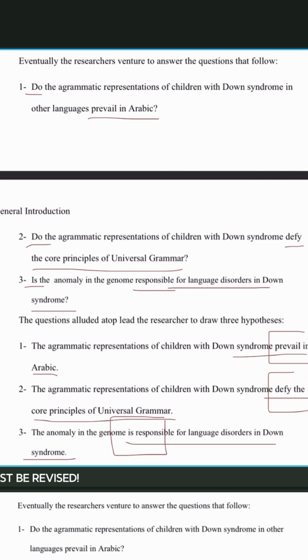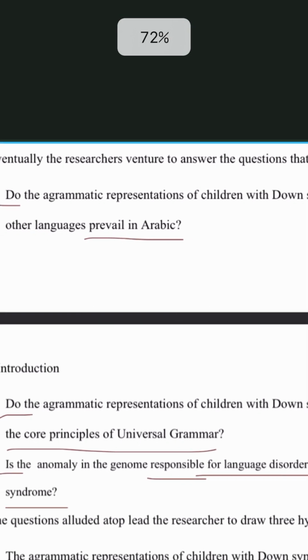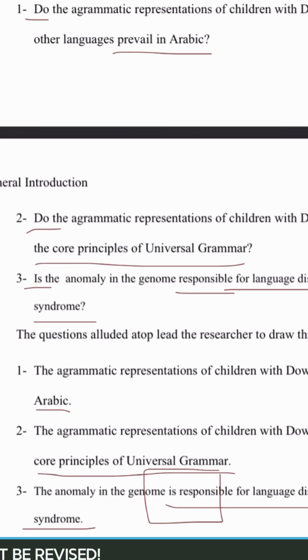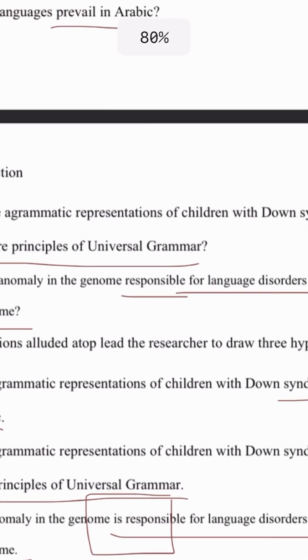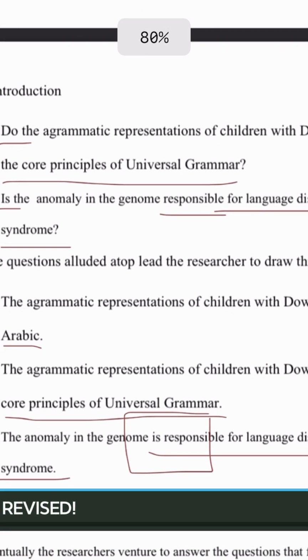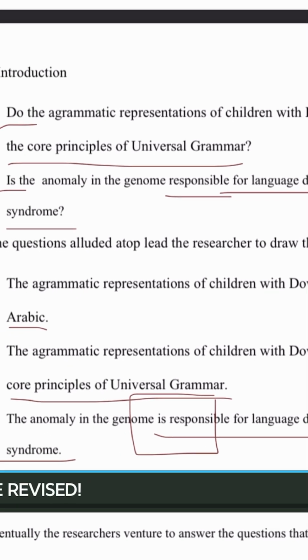Now let's read the questions together. The first question: do the agrammatic representations of children with Down syndrome in other languages prevail in Arabic? Second question: do the agrammatic representations of children with DS defy the core principles of universal grammar? And the third question: is the anomaly in the genome responsible for language disorders in Down syndrome?